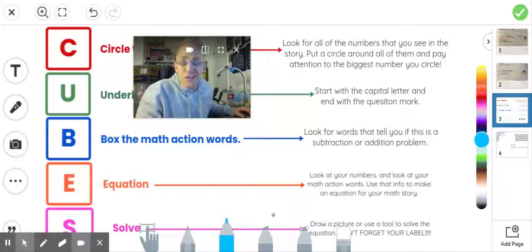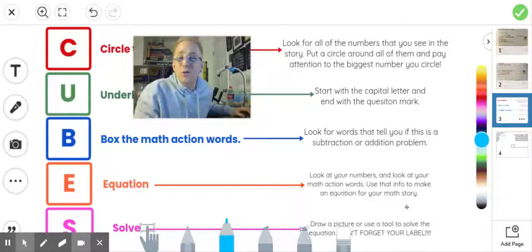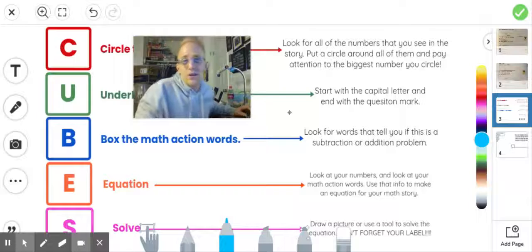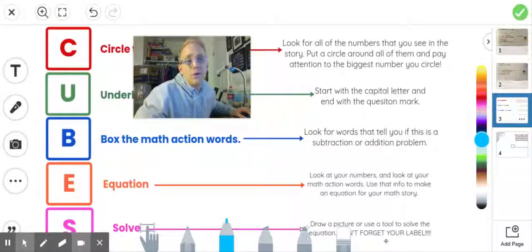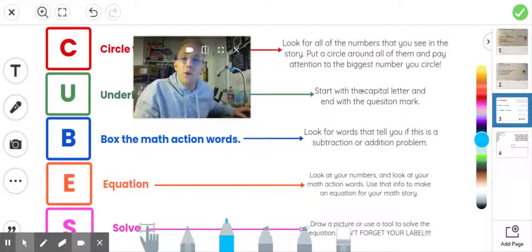And then last but not least, solve. We're always going to draw that picture or do some kind of tool to help us figure out the answer to the equation. We're going to solve it, and we're going to write it. And remember, never forget your label. All right, let's go ahead and try it one time on a problem I made up, and then we will look at your assignment today, and you can dive right on into your work.